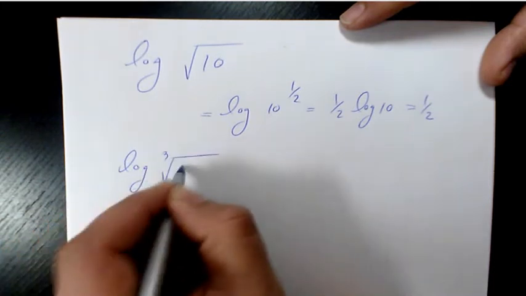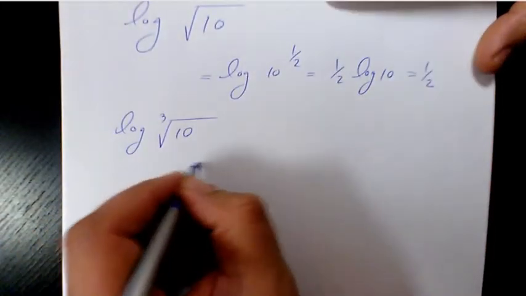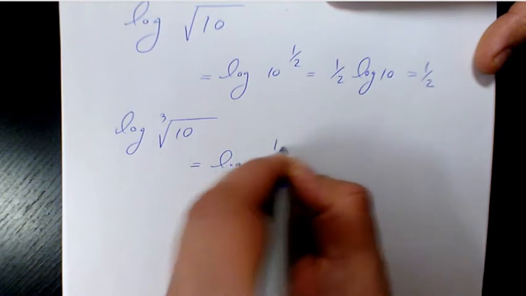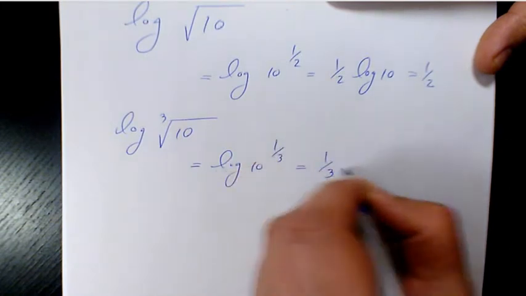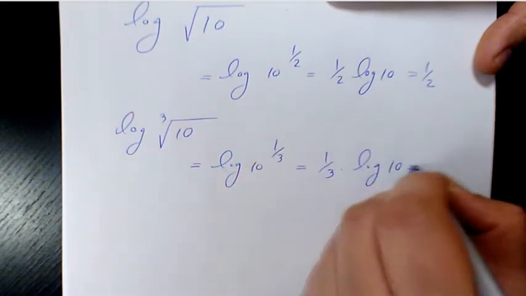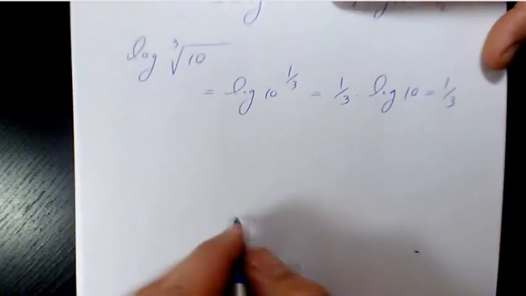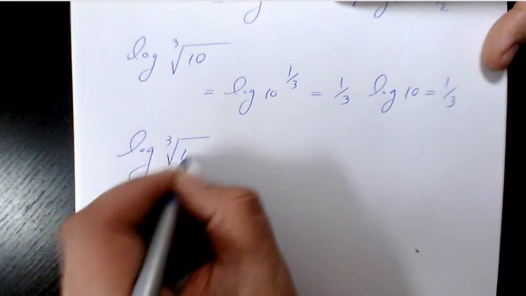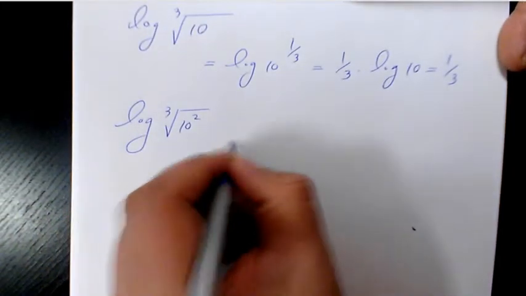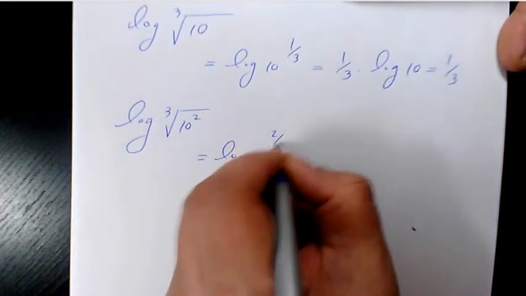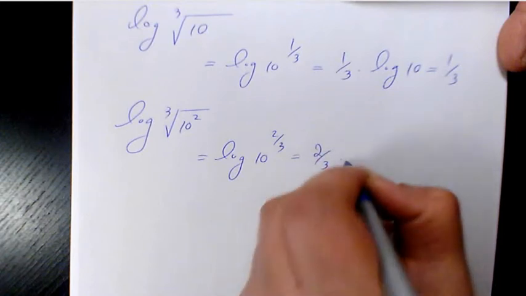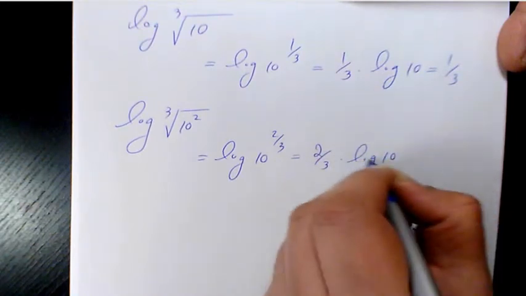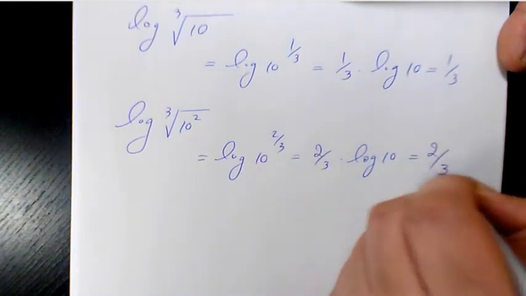What about cube root of 10? That's going to be log 10 to the power of 1 over 3, which is going to be 1 over 3 times log 10. That's going to be 1 over 3 times 1. What about log cube root of 10 squared? That's going to be log 10 to the power of 2 over 3, which is 2 over 3 times log 10, and that's 1, so the answer is going to be 2 over 3.